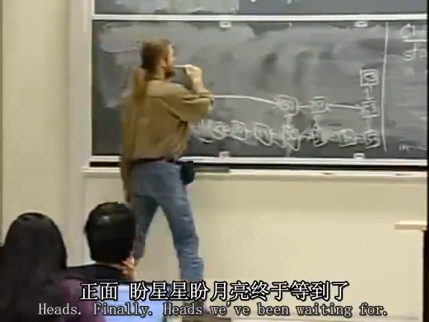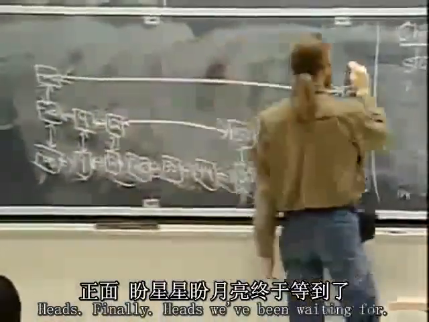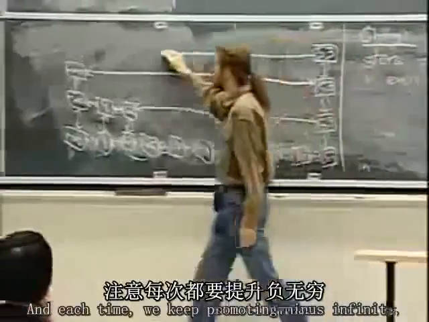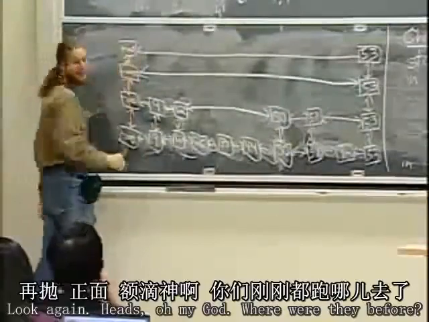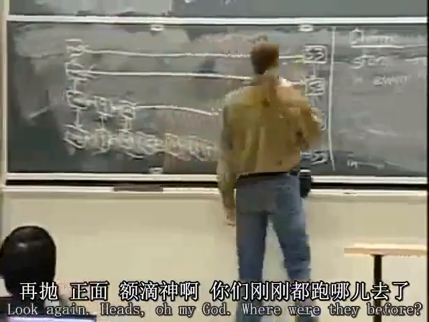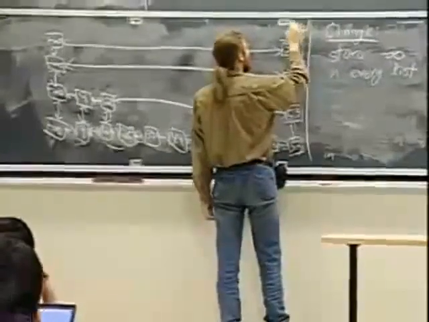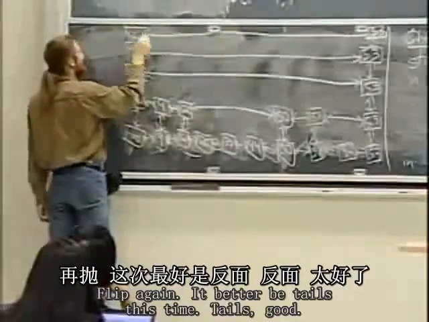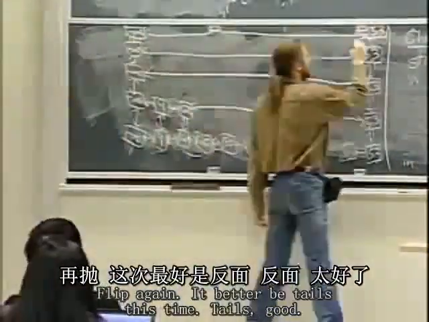Heads. Finally, heads we've been waiting for. If you flip 3 heads in a row, you go up 3 levels. And each time we keep promoting minus infinity. Flip again. Heads. Oh my God, where were they before? Flip again. It better be tails this time. Tails. Good. Okay, you get the idea.